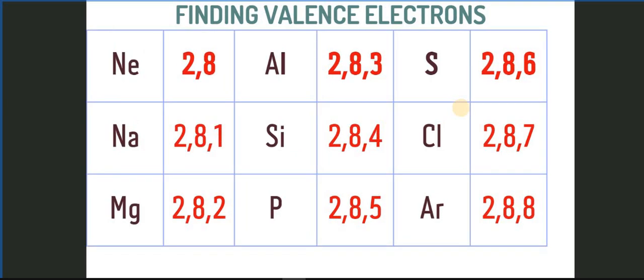Similarly, if you talk of argon, 8 valence electrons, chlorine 7, sulfur 6, phosphorus 5, silicon 4, aluminium 3. This way we can find all the valence electrons.